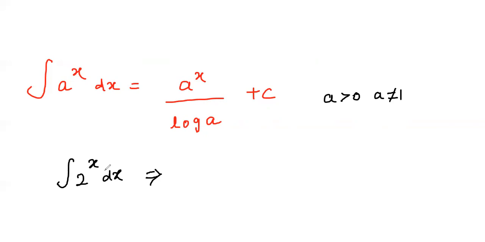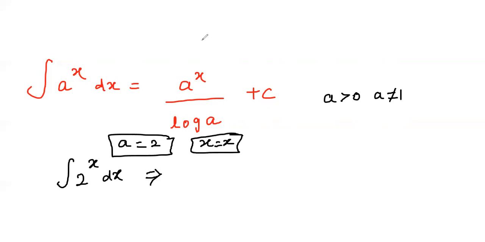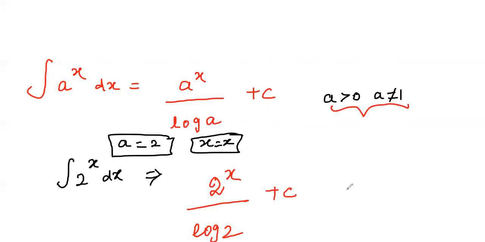For example, in case you have 2 raised to the power x dx, the base a is nothing but 2 and the power is x. So you will write your answer as 2 power x upon log 2 plus c. And of course, you have to check this condition. Yes, a is greater than 0 because you have 2, and a is not equal to 1. So you're allowed to use this formula. You just note this down. We'll do one more question.